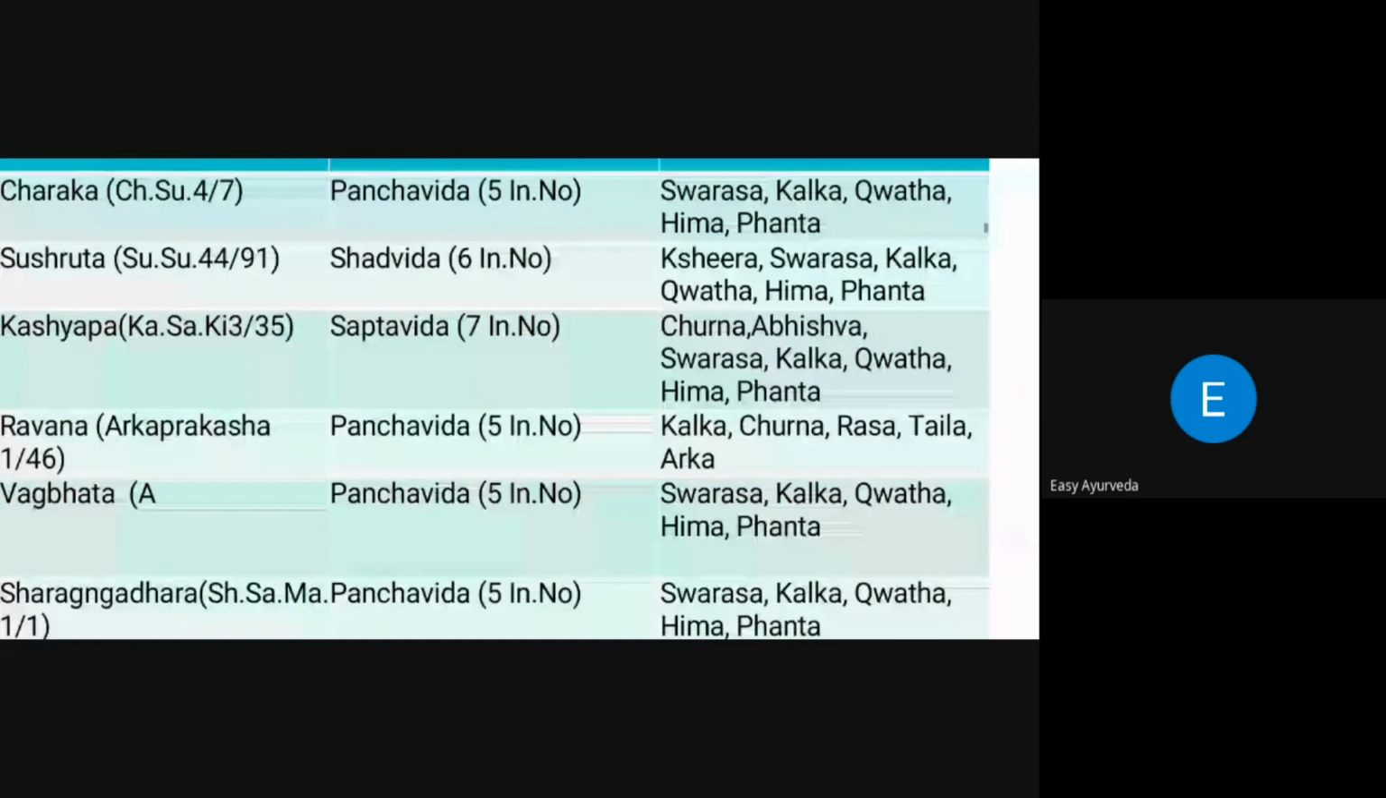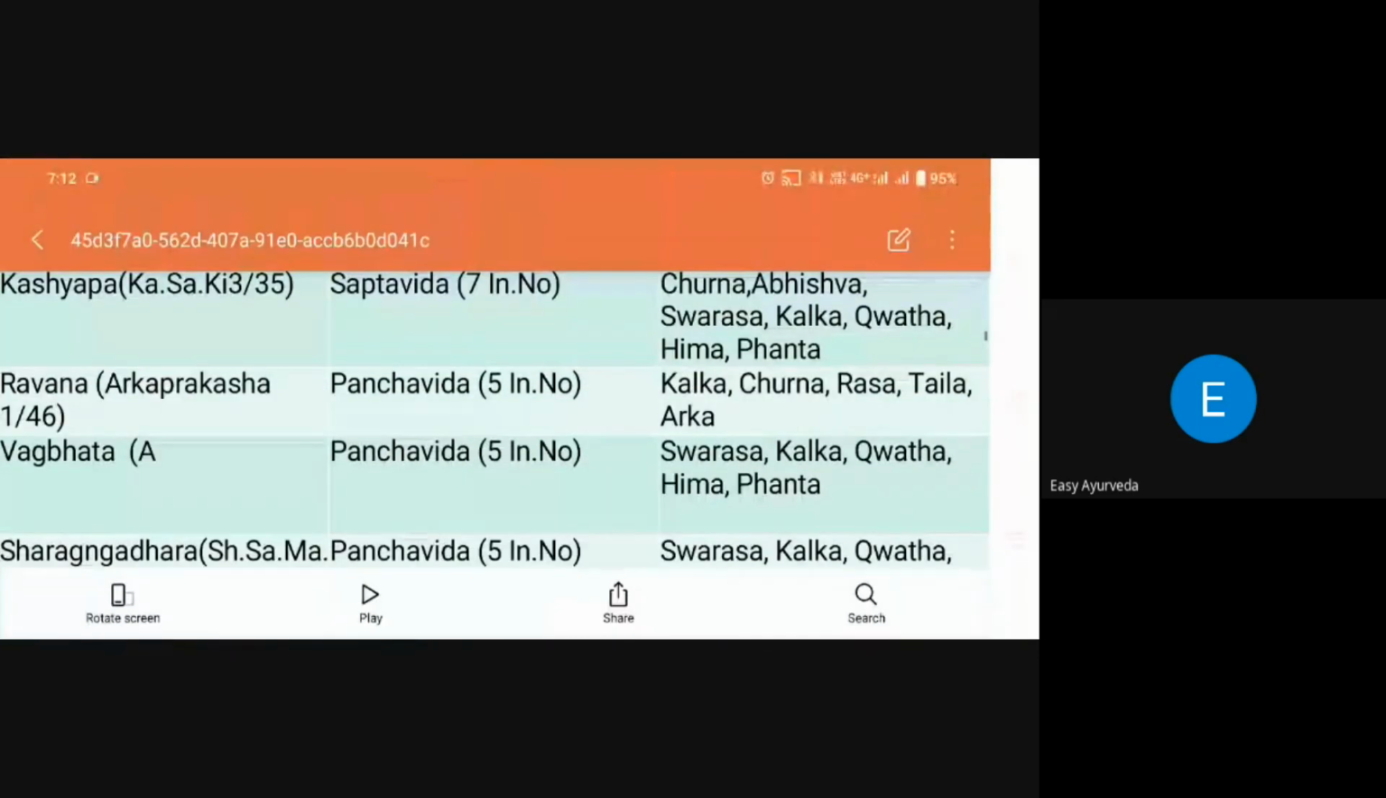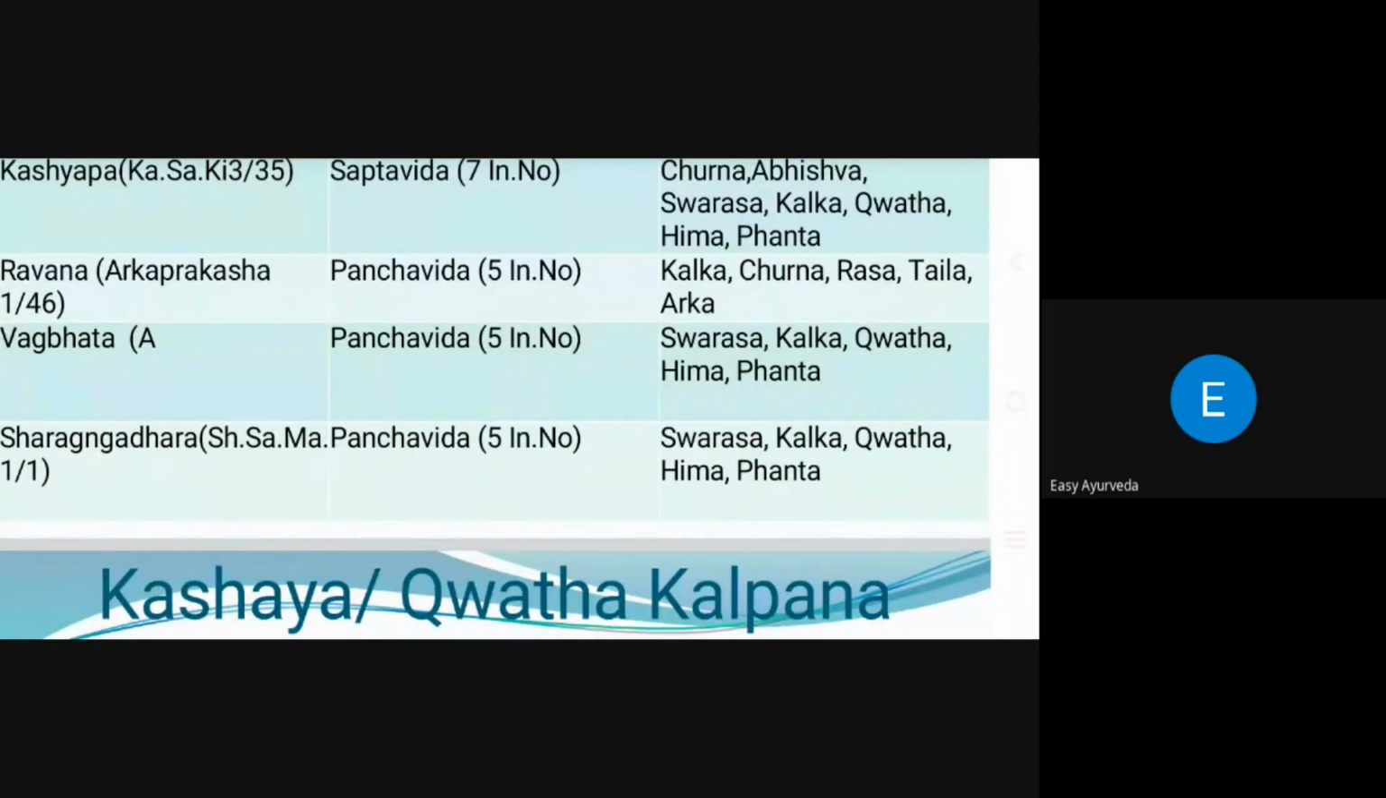Next, coming to the Kashyapa Samhita. Kashyapa has added two extra formulations: Churna and Abhishava. Abhishava means fermented materials. Swarasa, Kalka, Kwatha, Hima, and Phanta have been mentioned. Another special addition is from Acharya Ravana, from his book Arka Prakasha, which is completely a book on the distillation process. He mentioned five types of Panchavidha Kashaya: Kalpa, Churna, Rasa, Tila, and Arka. According to him, Arka is the highest potency medicine. After Arka comes Tila, then Rasa, then Churna, and last he mentioned Kalpa.